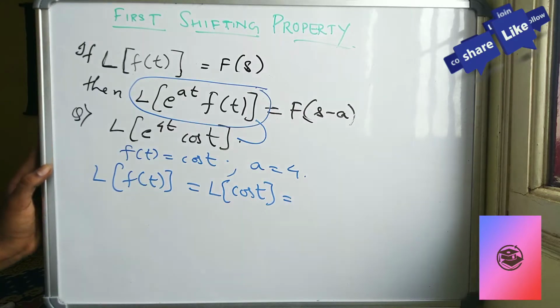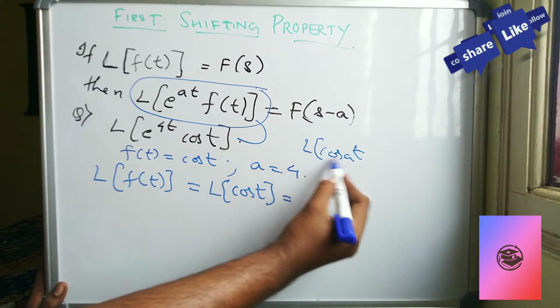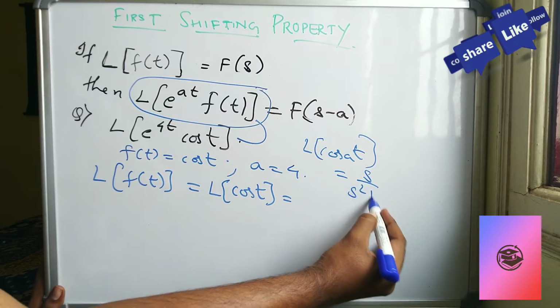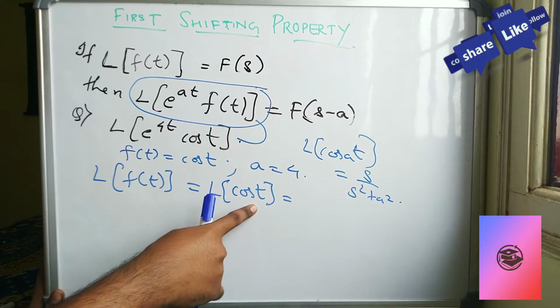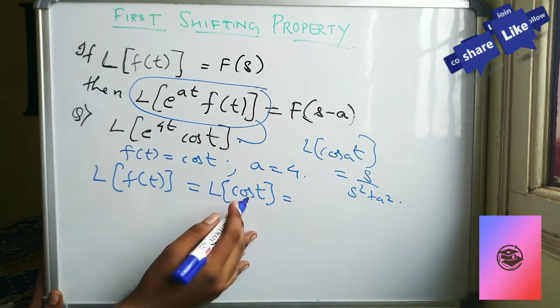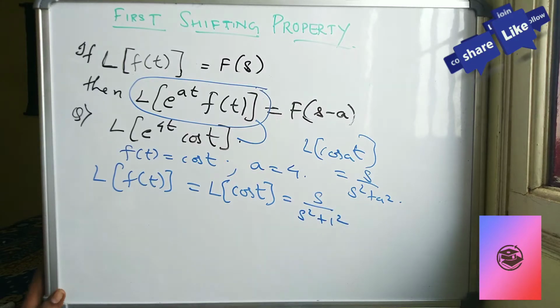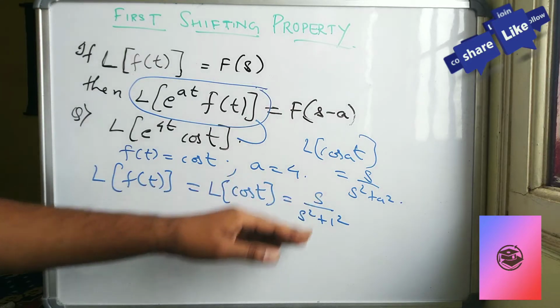So Laplace transform of cos t is nothing but what? The cos at formula we know, the Laplace standard formula, that is s by s square plus a square. Here a is nothing but 1. Now this becomes s by s square plus 1 square. So Laplace transform of cos t is this.